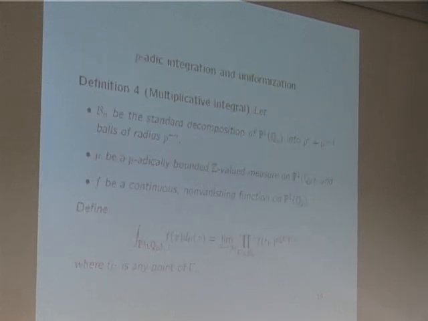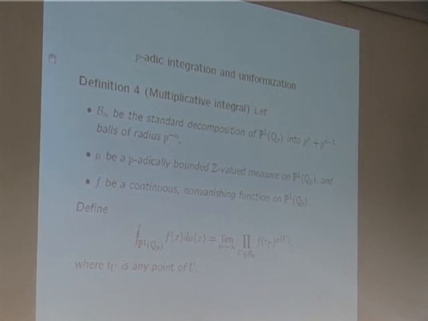All right. So earlier this morning, Henri introduced the p-adic multiplicative integral. Let me just recall its definition. Let B_n be the standard decomposition of P1 of Qp into p^n plus p^(n-1) balls of radius p^(-n). Let mu be a p-adically bounded Z-valued measure on P1 of Qp. And let f be a continuous non-vanishing function on P1 of Qp.